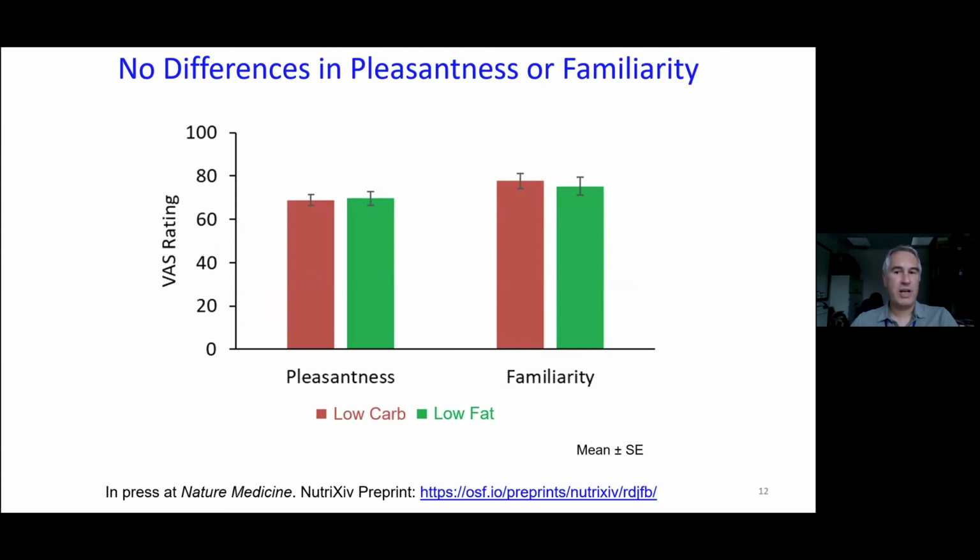And the familiarity ratings are not too surprising because we excluded people who couldn't correctly identify more than 75% of the foods in the diet. What we didn't want to have happen was to recruit people who would have some sort of neophobia to the foods and therefore eat very, very few calories, especially on one diet as compared to another.